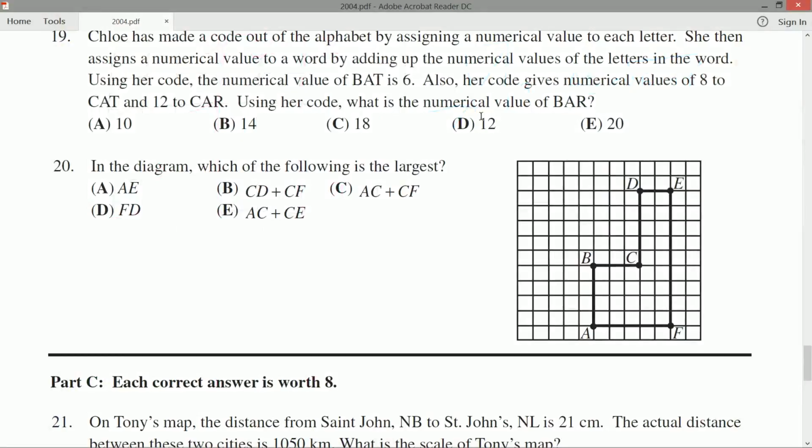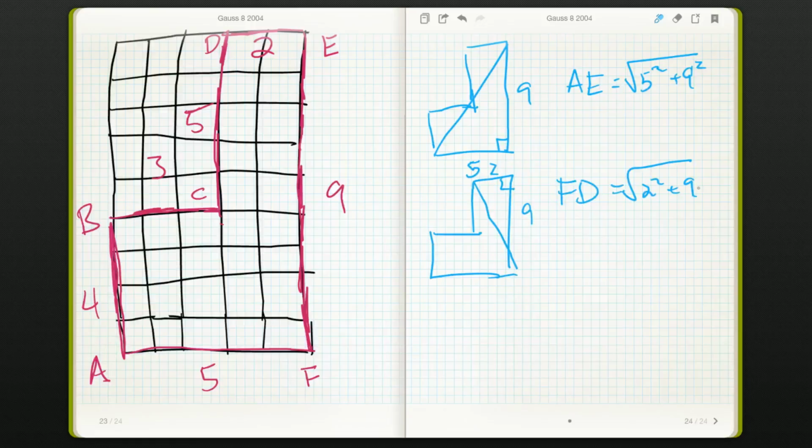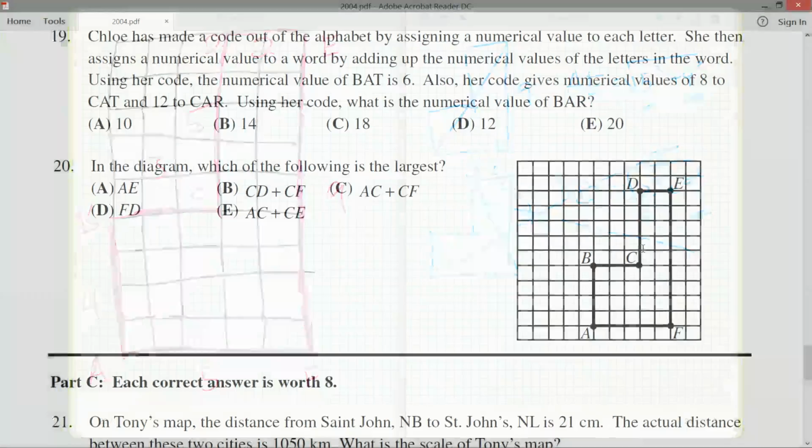Okay, F to D. There's no way that's going to be it, and I'll show you why FD isn't going to work. F to D is a right angle triangle of 2, 9. So FD is the square root of 2 squared plus 9 squared. Automatically it's going to be less, just because we've got the 9 squared in both of these, and 2 squared is definitely less than 5 squared. So FD is out. Already we can rule out the answer D.